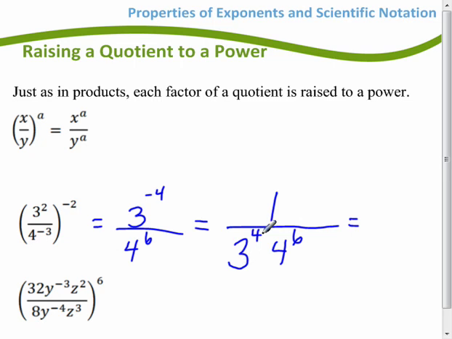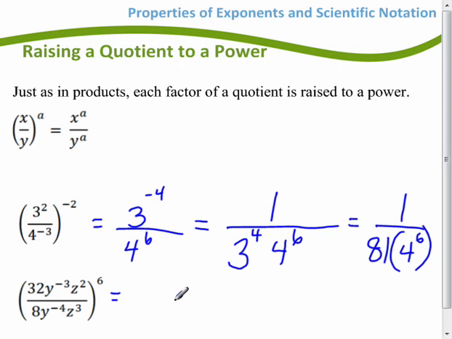Now if you want, you could figure out what 3 to the 4th is. That's 81. But then when you figure out what 4 to the 6th is, that's going to be a huge number. Same as 2 to the 12th. Real big number. You can figure it out if you want. But for now, I'm just going to leave it as 4 to the 6th. You could figure that out, times it by 81, so it's 1 over whatever that product is.